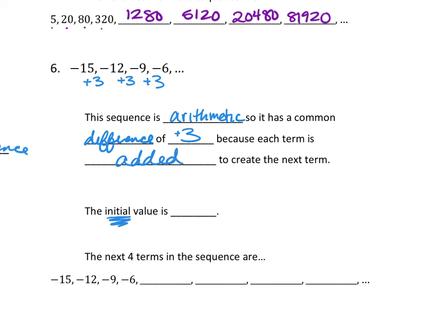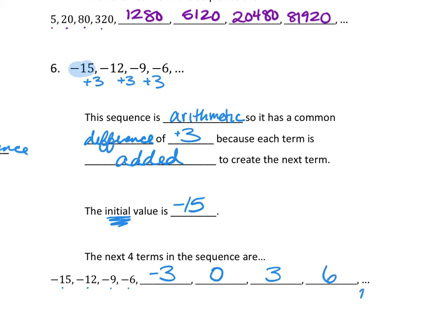Again, the initial value is the first number in the sequence, and my first number in this sequence is -15. What are the next 4 terms in this sequence? We know it starts with -15 and we're adding 3 each time. So we have -15, -12, -9, -6, and what? -3. What comes next? After 0, what comes next? And after 3? And this pattern continues on and on.